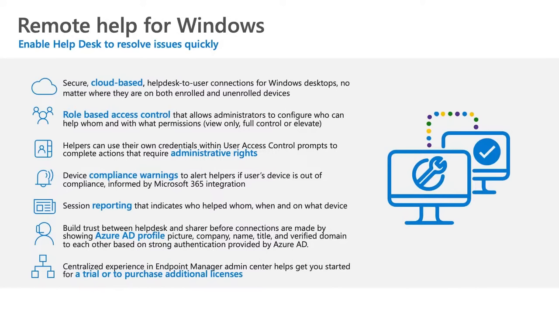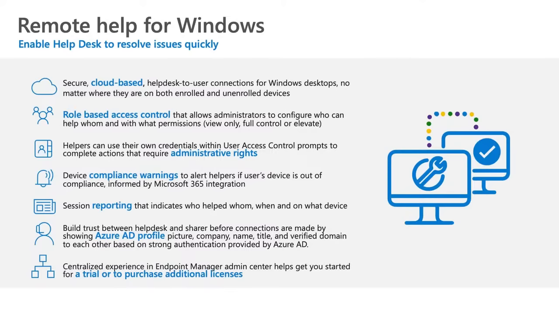The next thing is building trust. So as you're having someone connect to your device, that's kind of a really personal thing that we want to make sure that the right people are connecting to the right devices. And so as this interaction is happening between help desk and sharer, before they actually show the device, we'll show information from Azure Active Directory for both parties, including the picture, company name, the user's name, their title, and also the verified domain. And that can really help provide strong authentication through Azure AD so that those people trust each other.